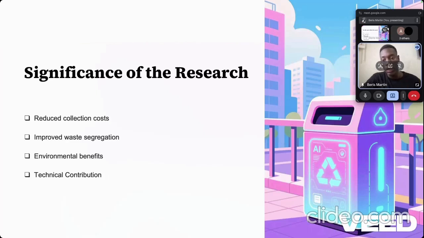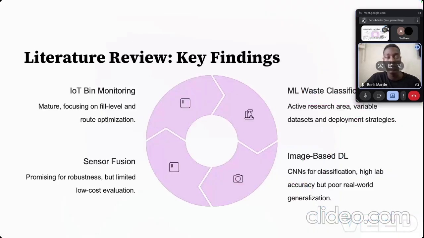So the significance, definitely we shall have reduced costs. We shall have improved waste segregation other than doing it the manual way at later stages, which is definitely hard and time consuming. Then we also have environmental benefits as well as technical contribution. So let me have my colleague take it from the literature review.